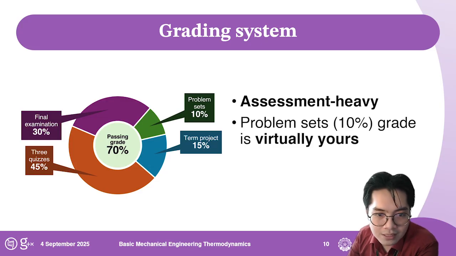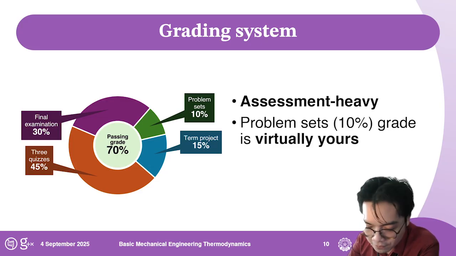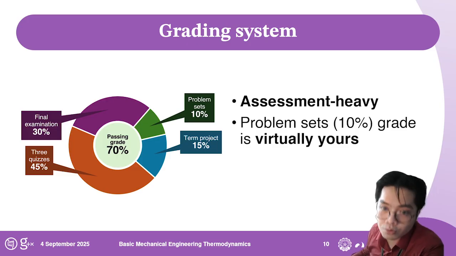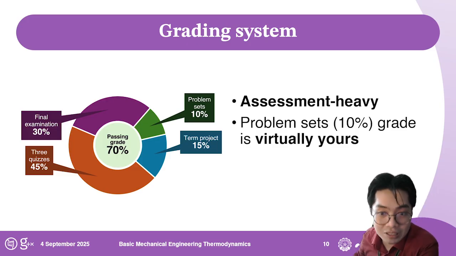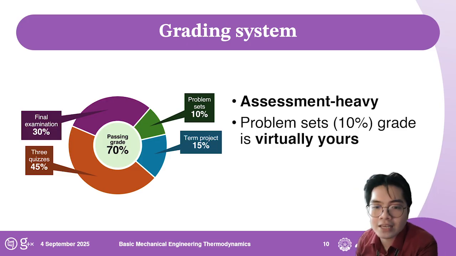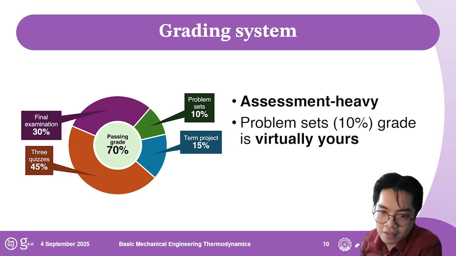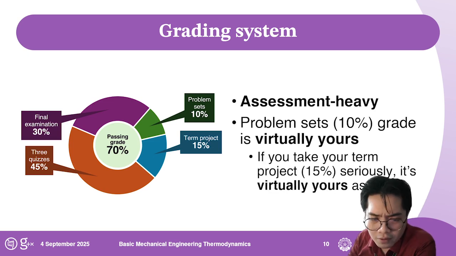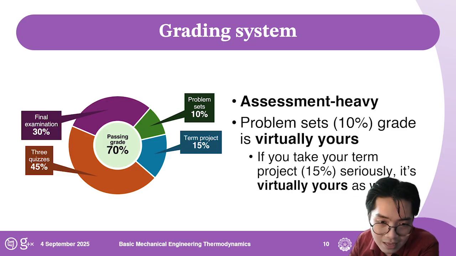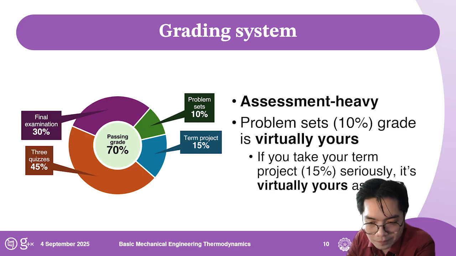And the thing about this is that I will sweeten the deal. If 70 sounds really big for you, well, maybe just try 60, right? Your problem set grade is virtually yours. I'll talk about that later. And also, if you take your term project seriously and don't give me AI slop, it's 15% as well. So if you want to take that seriously, you only have to work for the remaining 45% to pass, right?